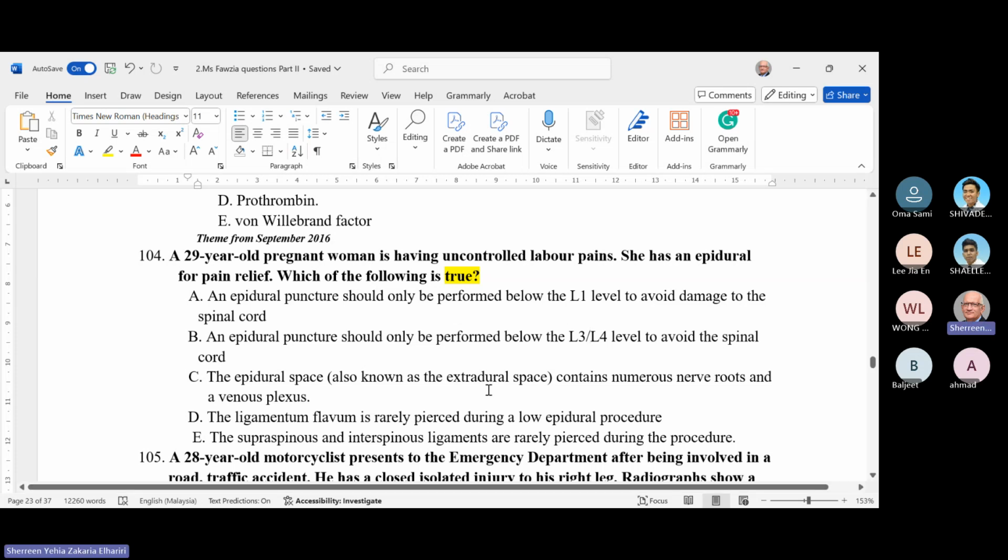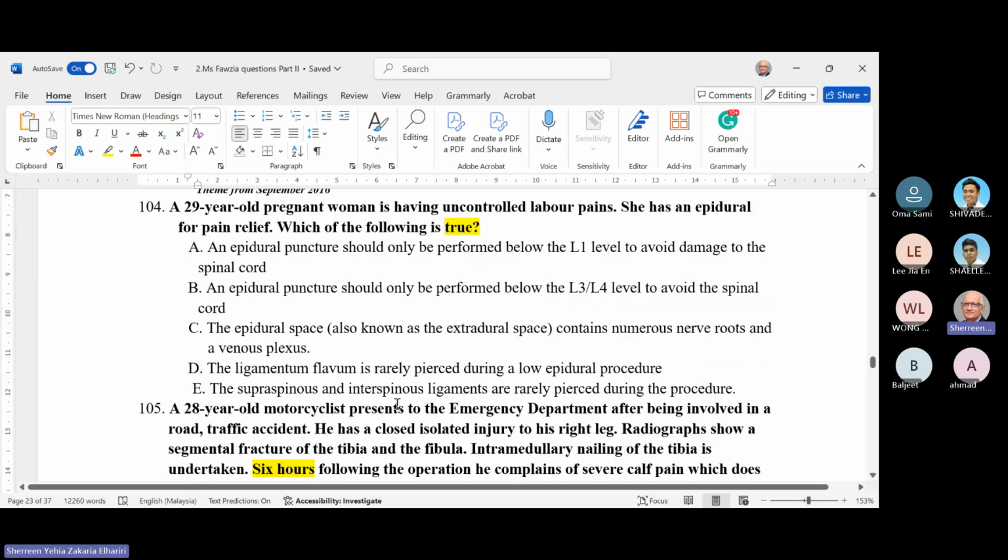Epidural space or extradural space contains numerous nerve roots and venous plexus. Containing numerous nerve roots is correct, but venous plexus is not correct. Ligamentum flavum is really burst? No, ligamentum flavum must be burst. Supraspinous and interspinous ligaments are really not must be burst.